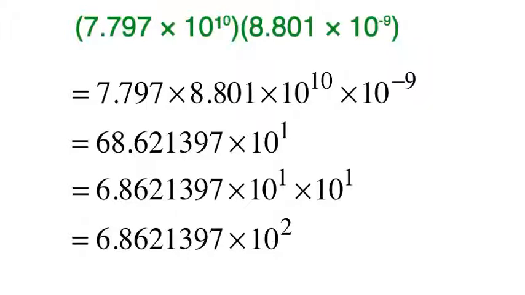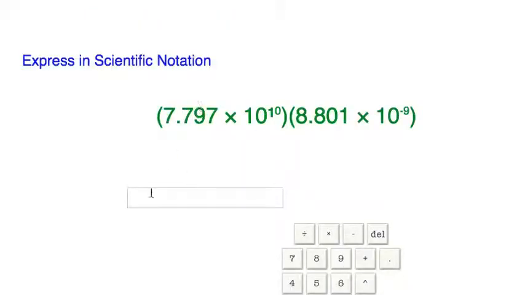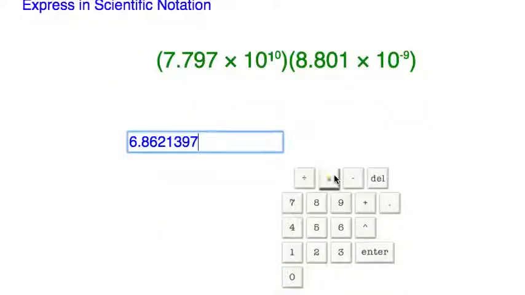So I'm going to multiply those together, the 7.797 and the 8.801, and that's going to give me 68.621397. Now remember it's times 10 to the 1, right? But once I move the decimal point over one more, it's going to be times 10 to the 2. Times 10 to the power of 2.